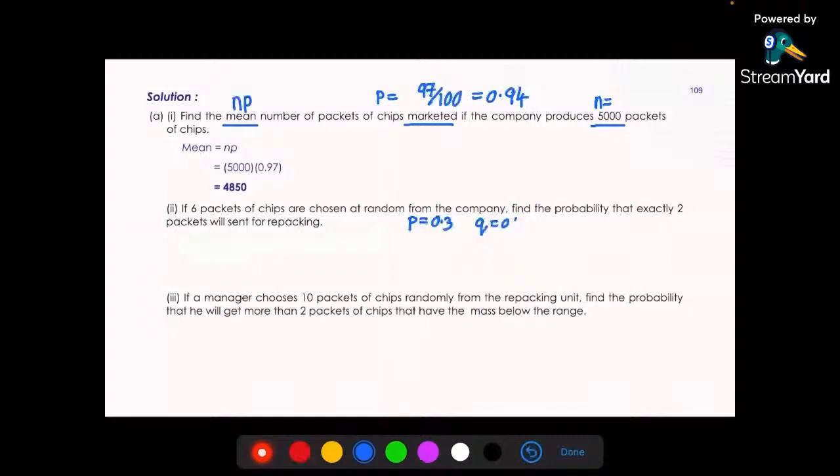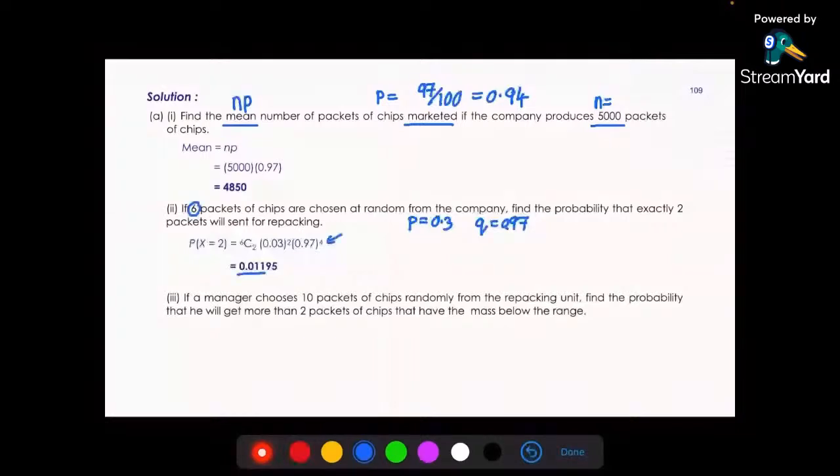So that's why P(X = 2) adalah 6C2, dapat dikata 6 packets represent N. So 0.03 because of the probability of success by repacking. Okay, and then 2, this is 4, 6 minus 2 here. So you akan dapat 0.01195.